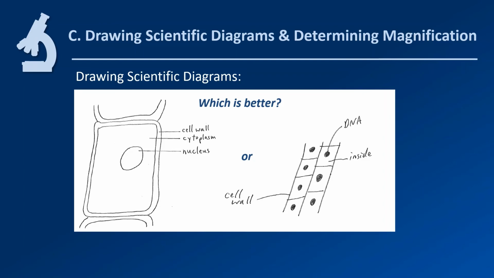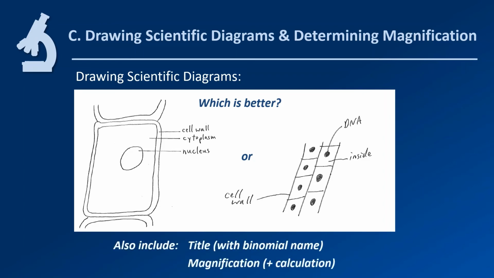Something else to keep in mind for your diagrams is that they're going to have a title. And so the title is going to have a number. It's going to be figure something. So figure 1 or figure 2, or could be figure 3-1, but it's going to be labeled with a number. And then it's going to have a title that includes what the slide was. So in that case, the slide is onion root tips, but you're going to use the binomial name for onion.